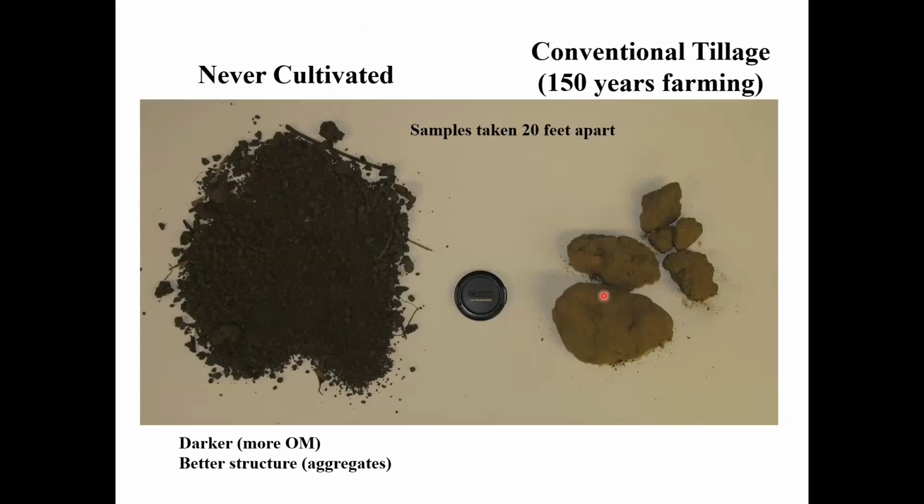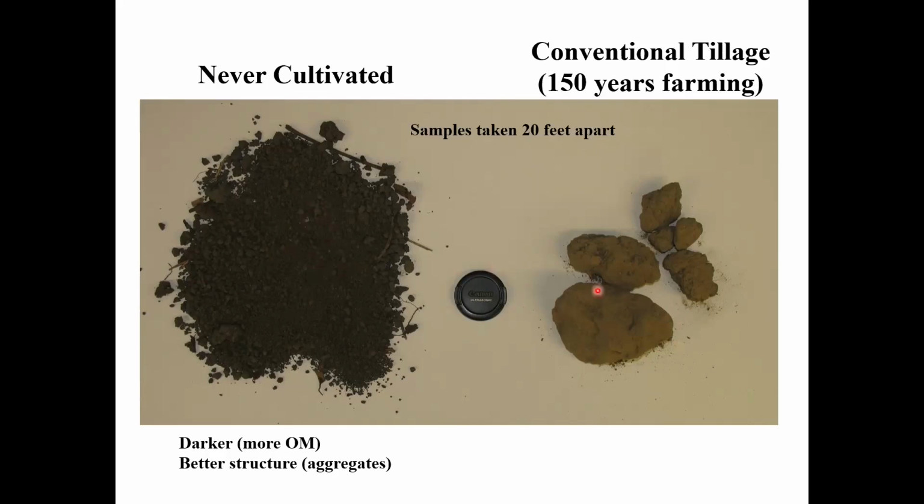This soil was 20 feet away, and it has been farmed for 150 years. And I want you to notice the difference in color. The never cultivated soil has a lot more organic matter, and I want you to look at the structure. These aggregates, these are nice granules here. These are these big lumpy peds. The soil on the left is way more productive than the soil on the right.